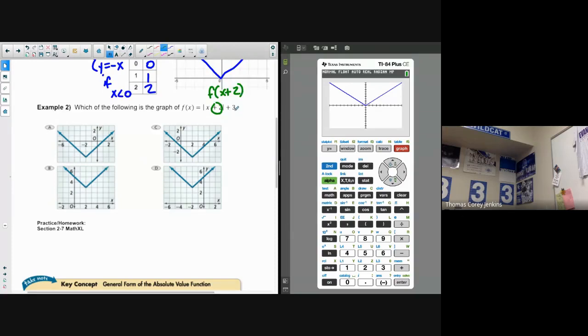And then this one would be like an f of x plus 3. So if you pretty well know what that means, right? This is an up 3. And then our other one is a left 2.